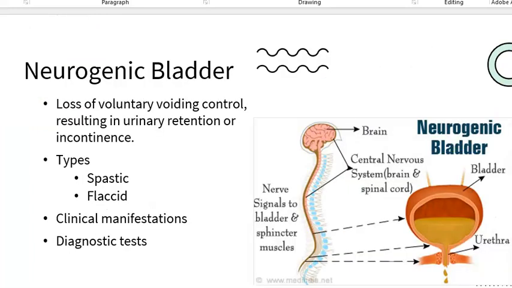Next, you have a neurogenic bladder. This is loss of voluntary voiding control resulting in that urine retention and or incontinence. It's just pretty much where the bladder is filling, but it's not really emptying. So bladder filling and emptying is controlled by your central nervous system. Any disruption of your central nervous system or your peripheral nervous system can interfere with this.